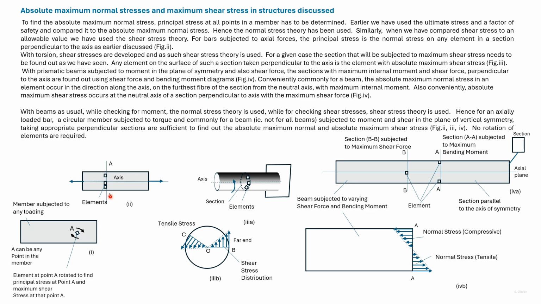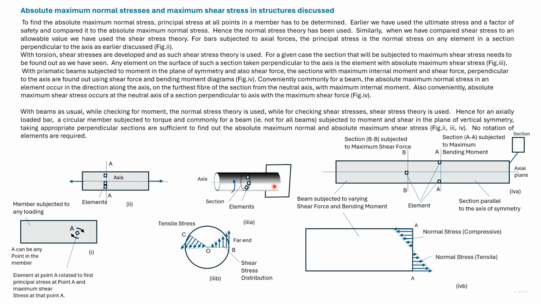Consider a bar subjected to axial loads. We take any section perpendicular to the axis, such as A. Then all these elements are subjected to principal stresses. These principal stresses are equal, and they are also the absolute maximum principal stress.